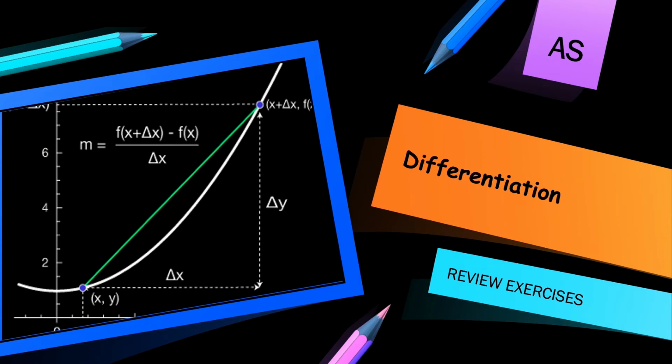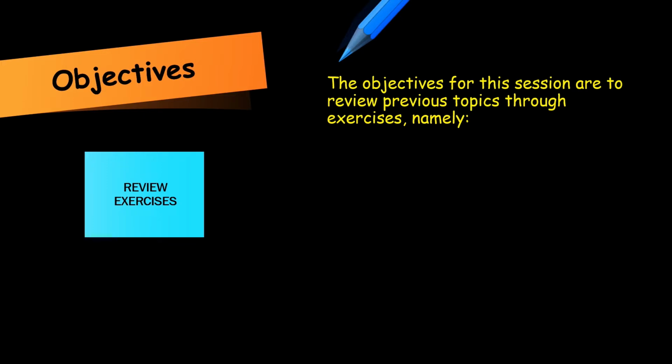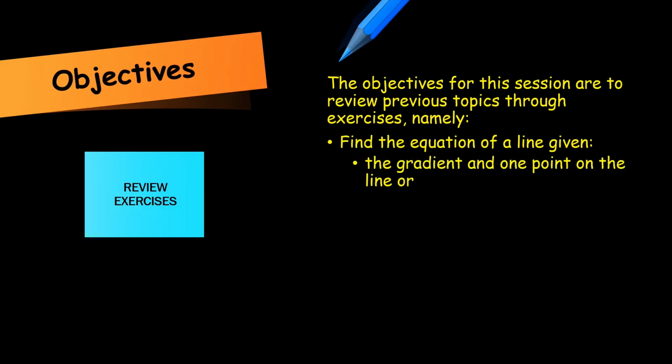Welcome to the unit on differentiation. In this unit, we will be looking at key concepts through review exercises. The objectives for this session are to review previous topics through exercises, namely, find the equation of a line given the gradient and 1 point on the line, or 2 points on the line.